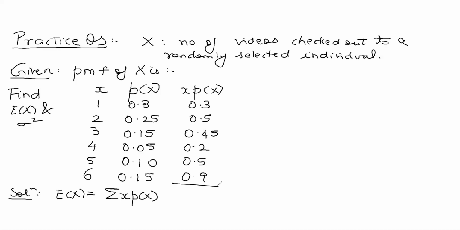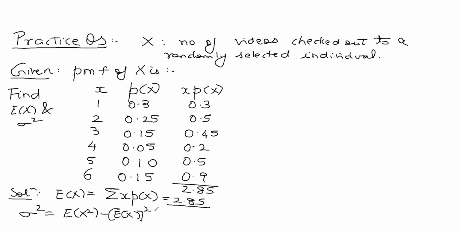Now let us add them up. Add them up and see what it comes out to be. It comes out to be 2.85. So my answer is 2.85. Now how will I find variance of X? Sigma square will be expected value of X square minus expected value of X whole square. Now how will expected value of X square be found?